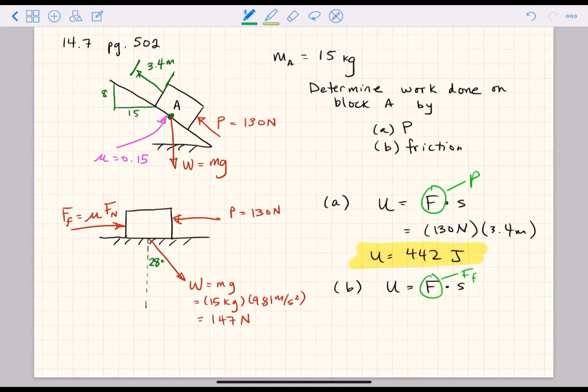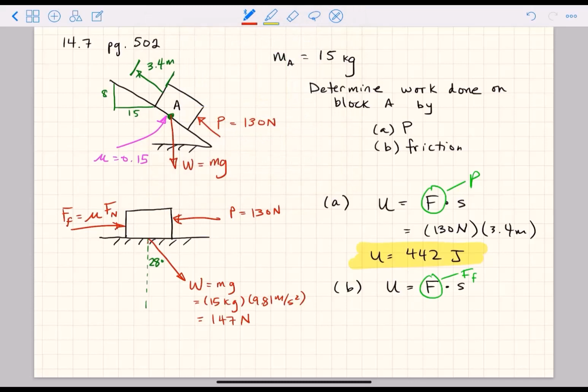Okay, so we need to put in the force of friction here. How would we determine that? Well, we know that there's a value for mu, so that's given. We need to know what the normal force is. So the normal force would be the weight, but the vertical component of that weight.